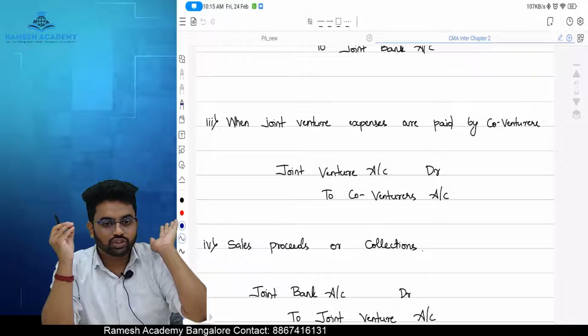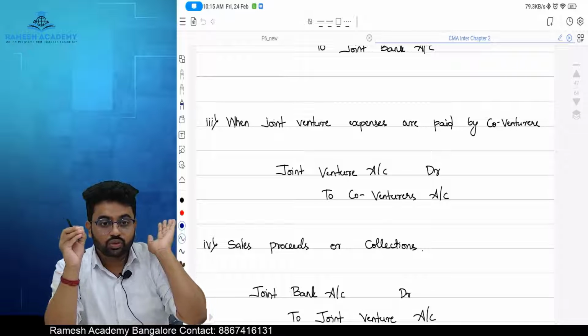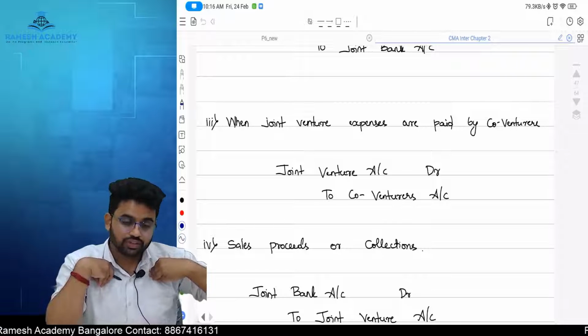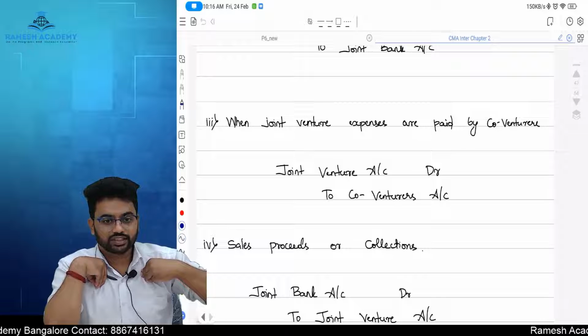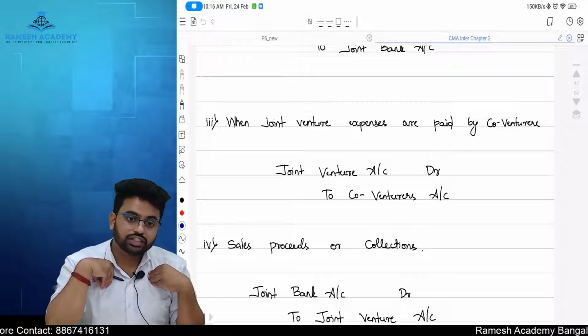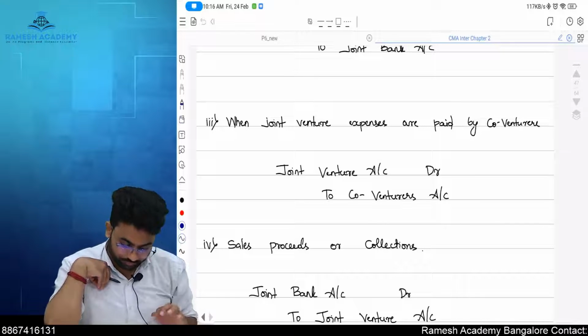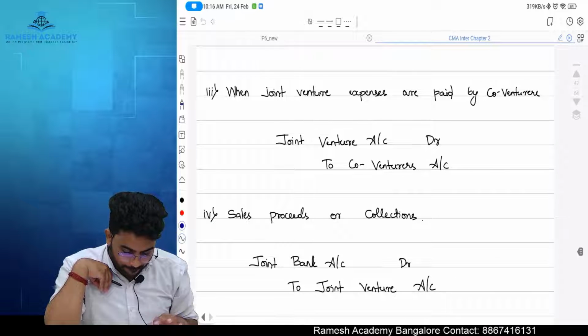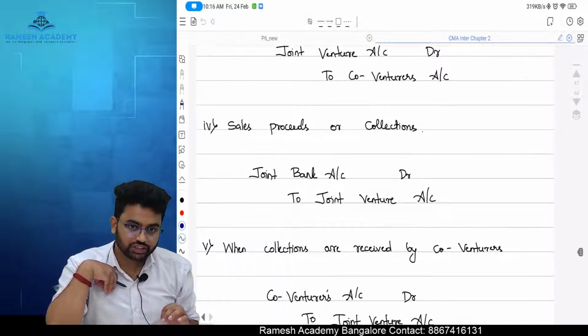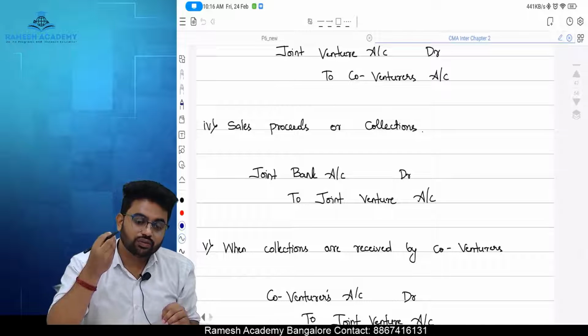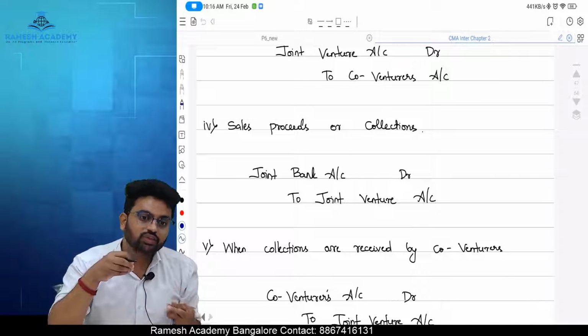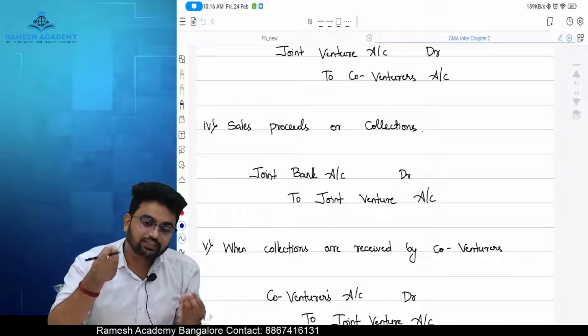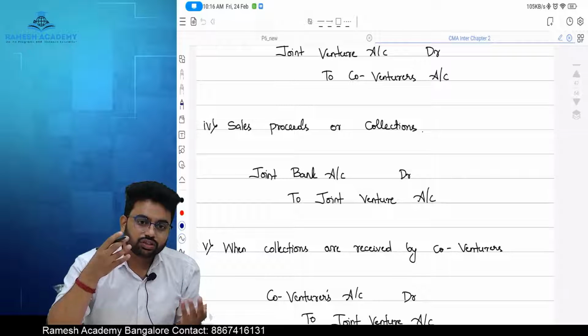Expense we should debit. So joint venture account debit to, whether it's going through our bank? No sir, it's paid by our co-venturer. So what will be the entry? Joint venture account debit to co-venturer account. Okay, fine. Next one is sales proceeds or collections. So when we sell the items, when we sell the goods, or when we provide a service and we receive something, what will be the entry?